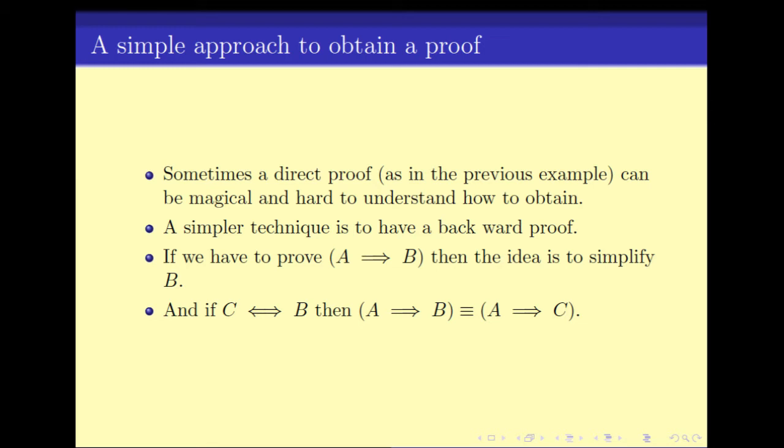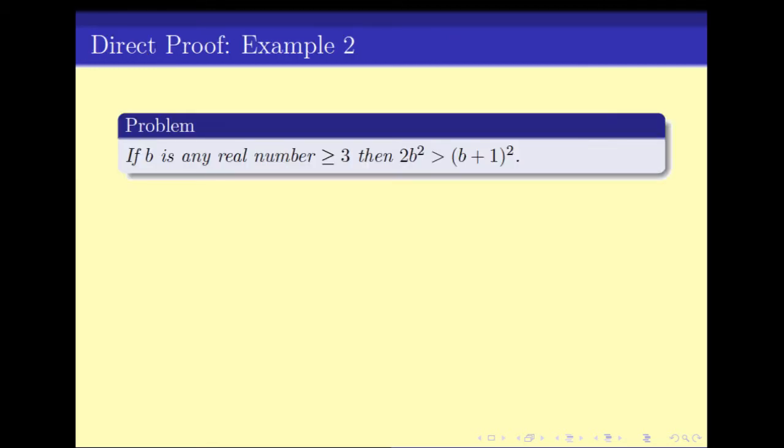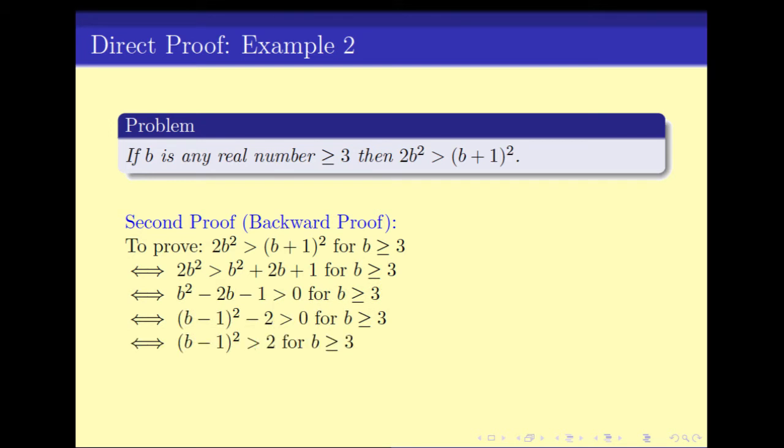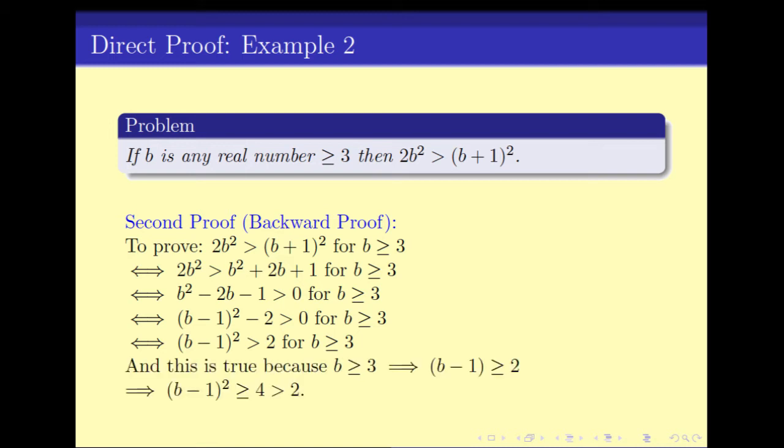We saw the application of this particular technique when we gave the second proof of this example, and we gave the backward proof. So we started our proof from B, in this case that 2b square is greater than b plus 1 whole square, and we worked our way through till what was required to prove was simple enough that we could prove it directly.